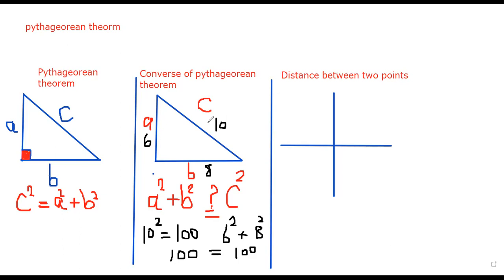First, with the Pythagorean theorem, I will give you two sides, and you will calculate the third side. For the converse, I will give you the three sides, and you will say whether the triangle is right angle or not. What about the third branch, which I drew in front of you now? What is the third branch talking about?